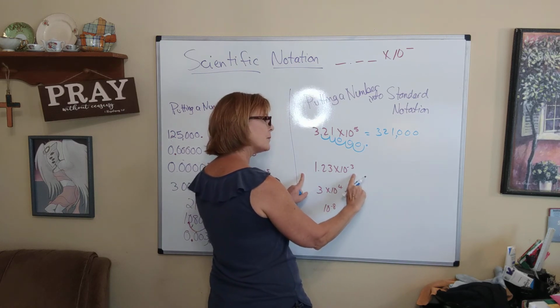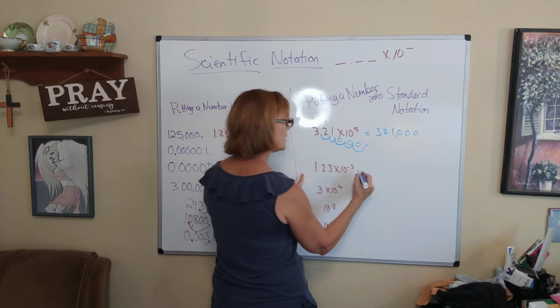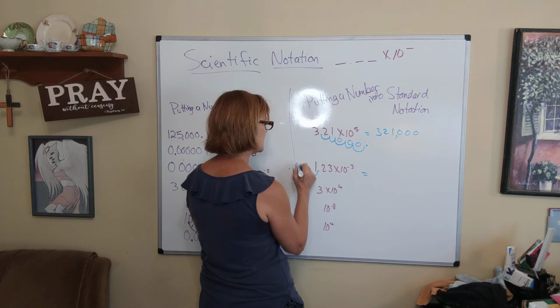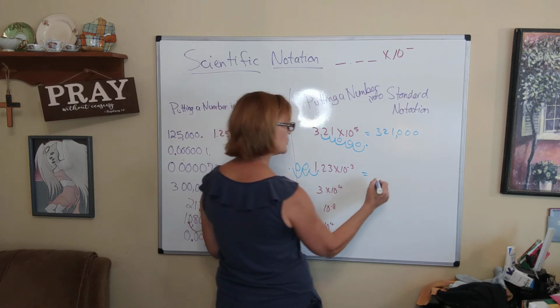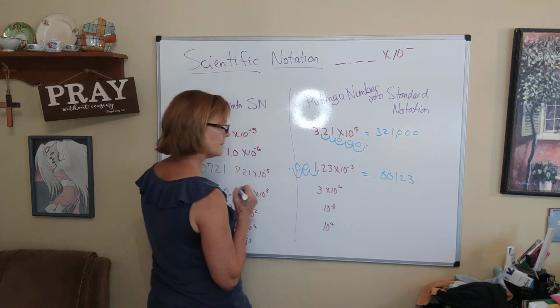It's like reading a map. I'm gonna move my decimal 3 times, but that's negative. I move it to the left. So this will go 1, 2, 3, and here's my decimal. You put zeros in the empty scoops. 0.00123 is what that's gonna be.